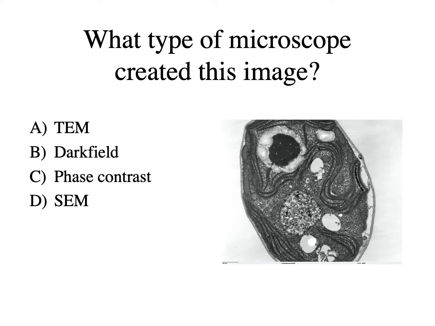And remember, transmission electron microscopes, they do slices, thin slices. If you see an image that shows a thin slice and can show internal structures and is black and white, it is most likely a transmission electron microscope. A.